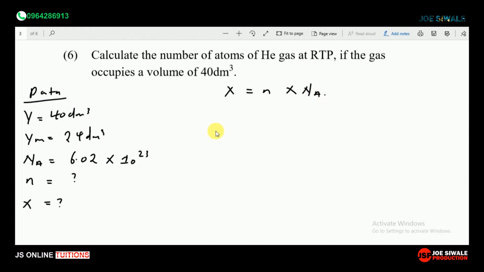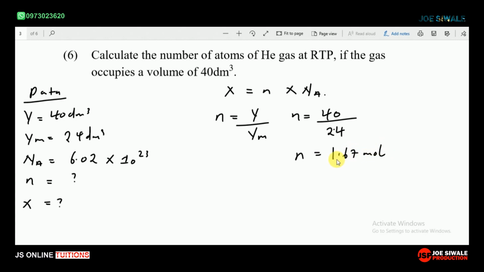So our first thing there is supposed to calculate the number of moles, and we can calculate the number of moles from the formula of volume. So we can say number of moles is equal to volume divided by the molar volume there. So number of mole is equal to volume, we know that's 40 divided by the molar volume. Molar volume at room temperature and pressure, that's 24. So number of mole is equal to 40 divided by 24, that's 1.67 mole.